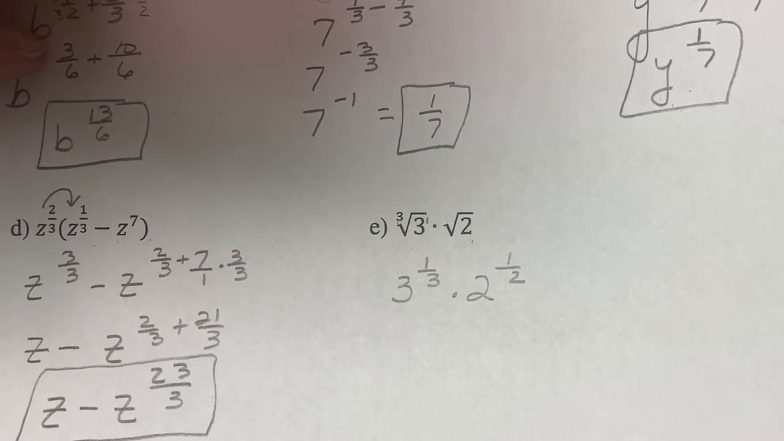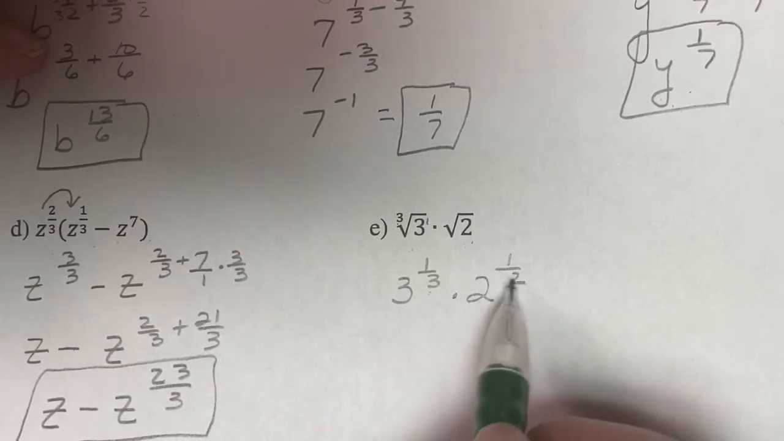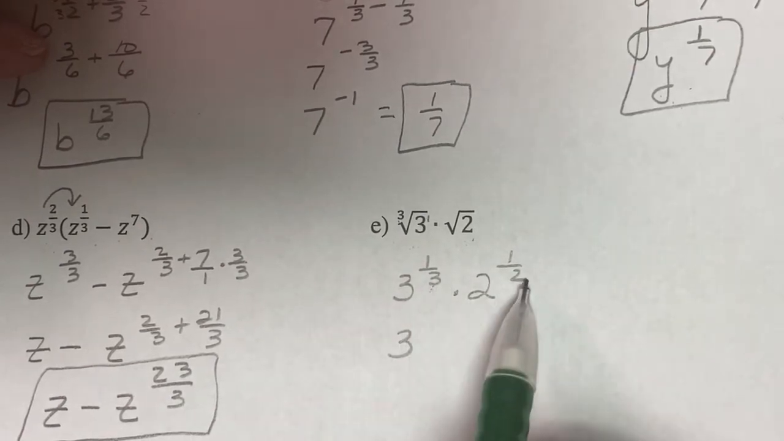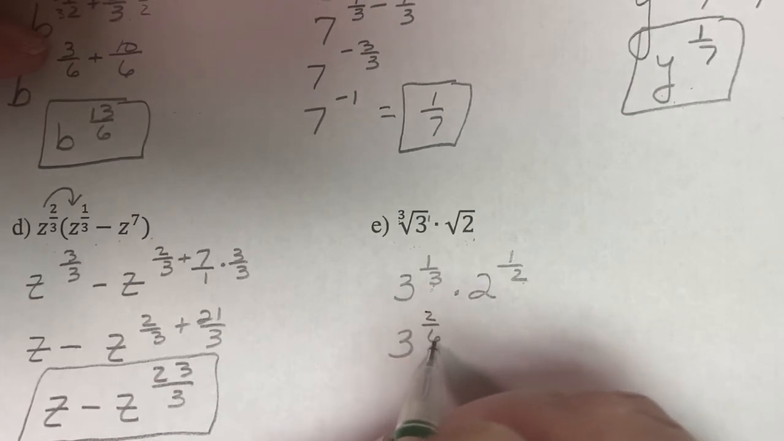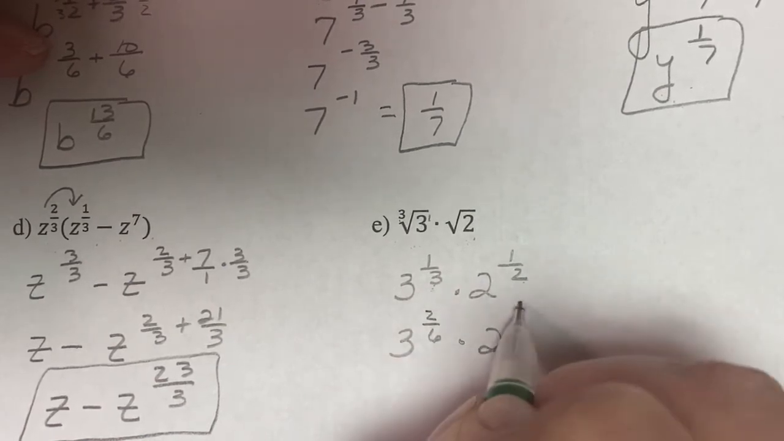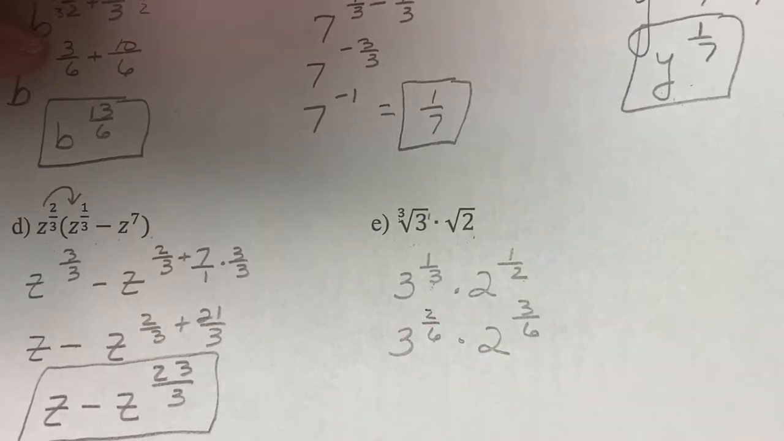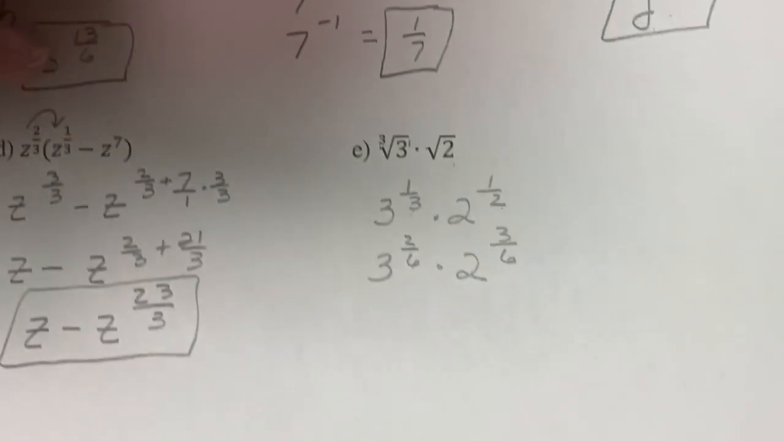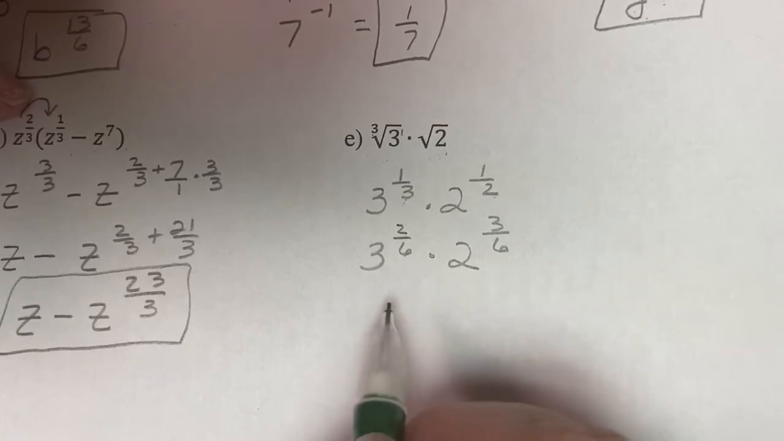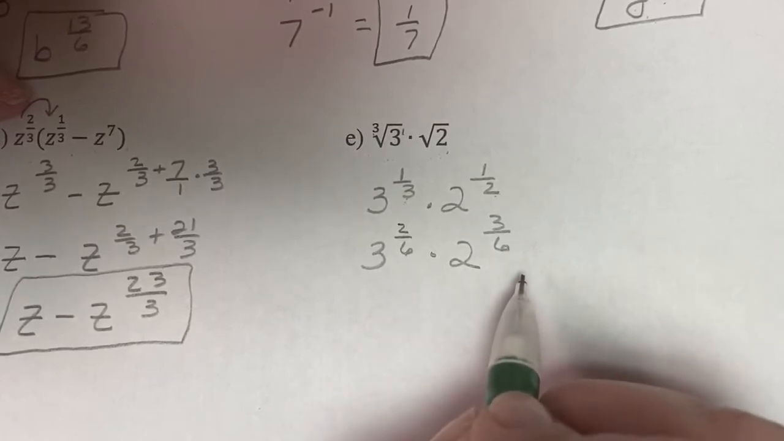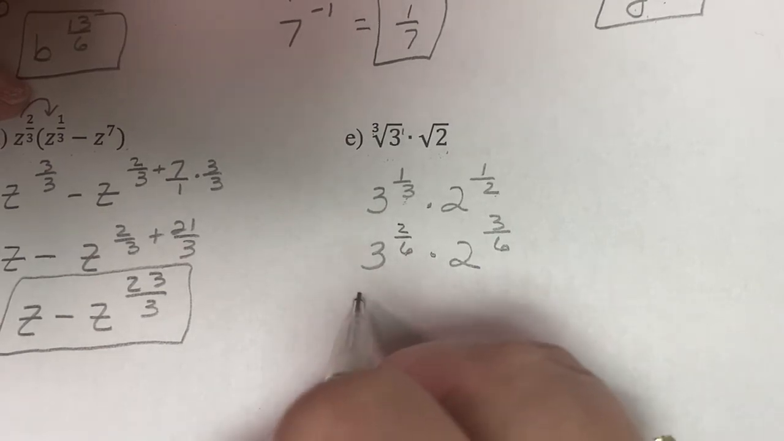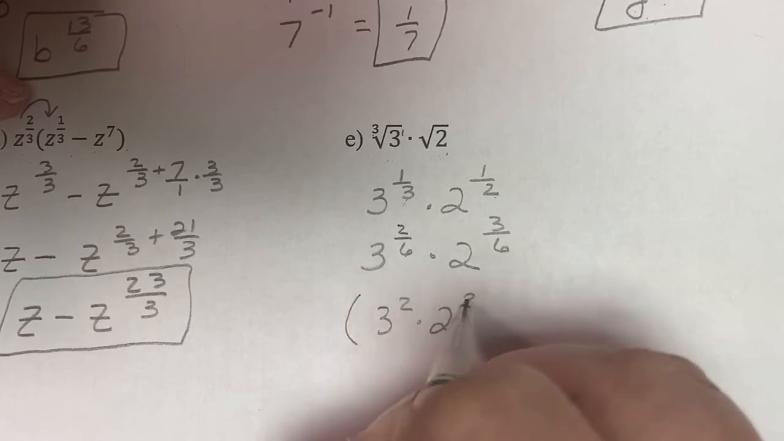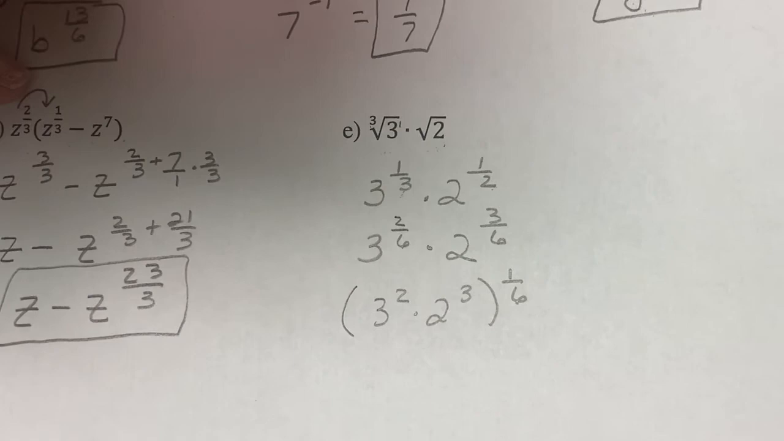Okay, the next thing that you're going to do is you are going to find a common denominator and put each of these fractions over that common denominator. So my common denominator would be 6, so this would be 3 to the 2/6 times 2 to the 3/6. Now here's the tricky part. You are going to rewrite this. Now that you have them both with a 6 as a denominator, watch this. You can rewrite this as 3 squared times 2 cubed to the 1/6 power.